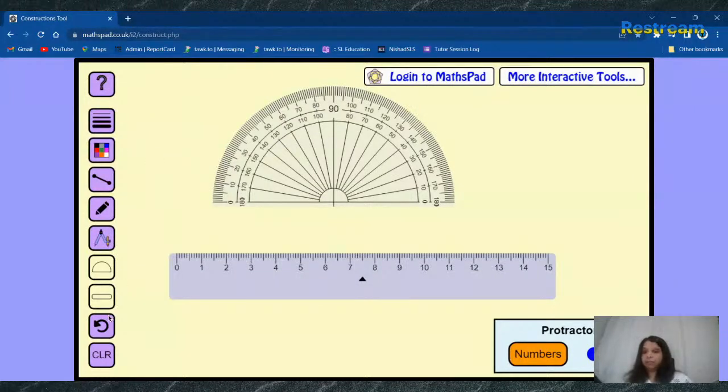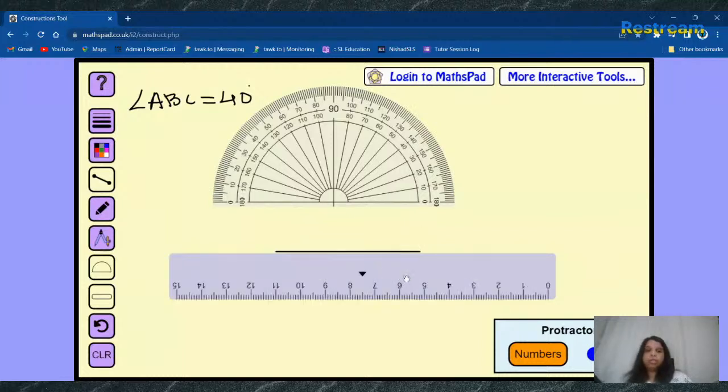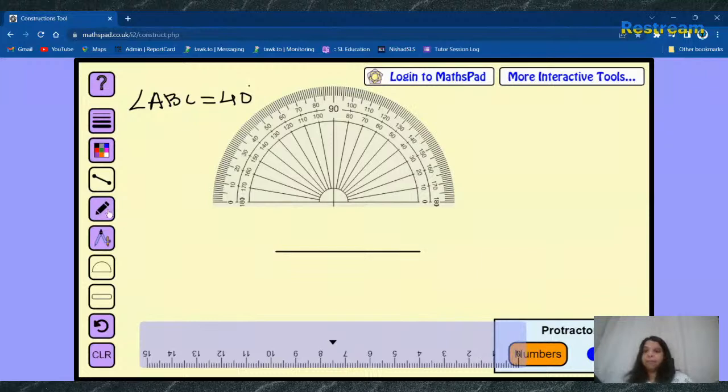Okay, so let's say I have to draw an angle ABC is equal to 40 degrees. Okay, so for that, first I will draw a line. Any length is okay because since they have not mentioned what the length of the line should be, it's okay if you draw any length line and you name it. Since our center is at B, we are going to say this is C and this is B.